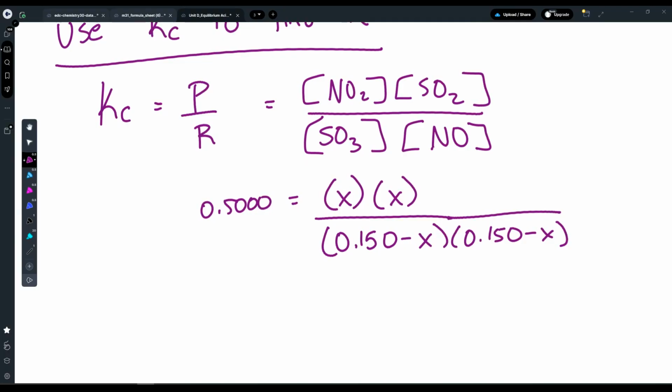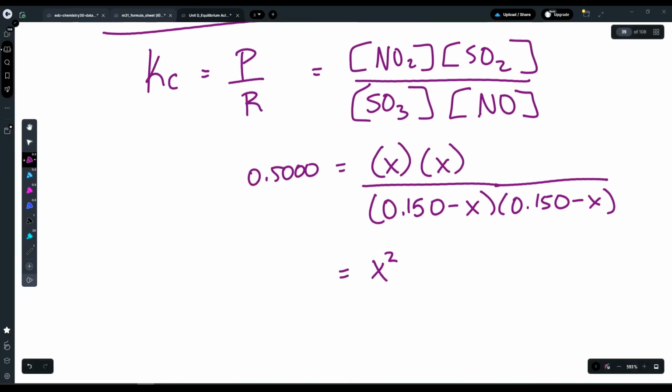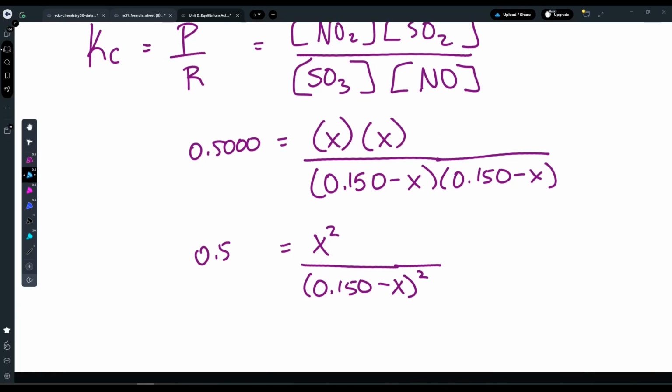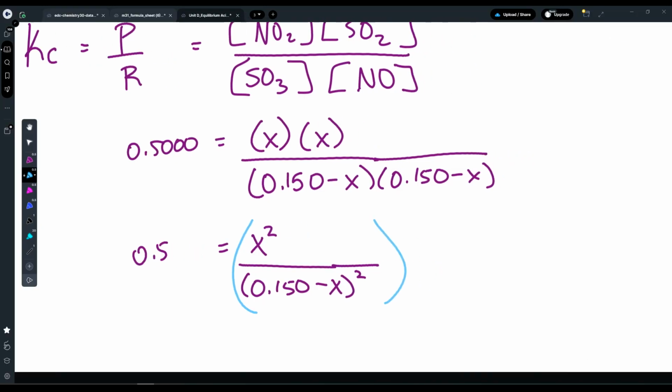Okay, so what I'm going to do is simplify both the top and the bottom. For the top, since I have the same thing being multiplied together, I can write it as x squared. For the bottom, same deal. I have the same exact thing written twice, so I can go 0.150 minus x squared. Then I'm going to multiply each side by the 0.150 minus x squared.